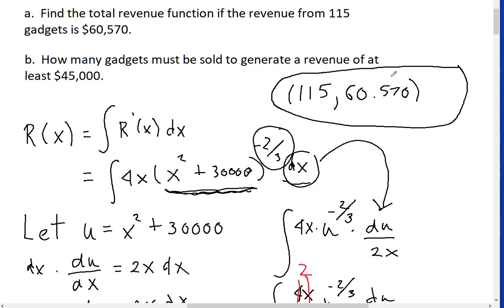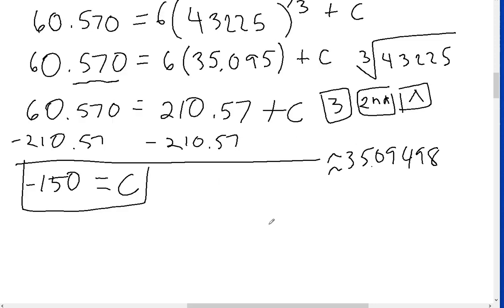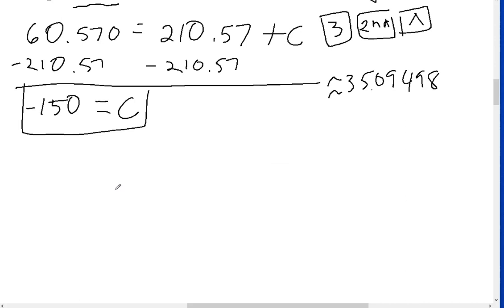We know that 115 gadgets gives us 60.570 thousand. So we substitute the revenue here and the gadgets here for X, and then working our way down through the arithmetic, we end up with minus 150 for C.